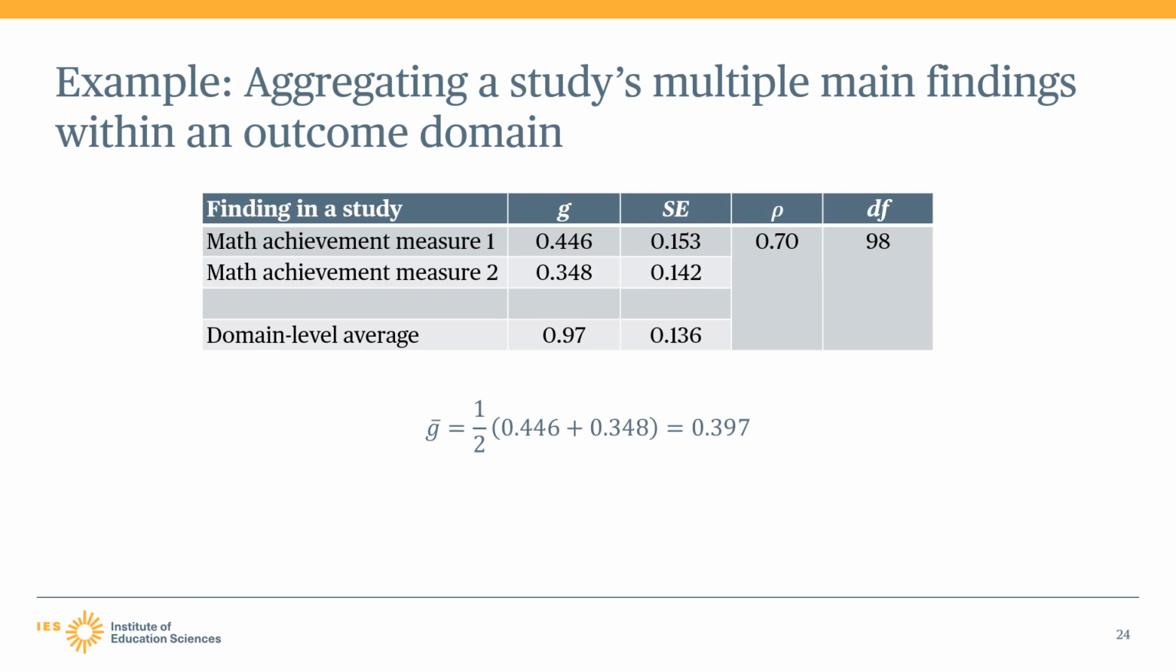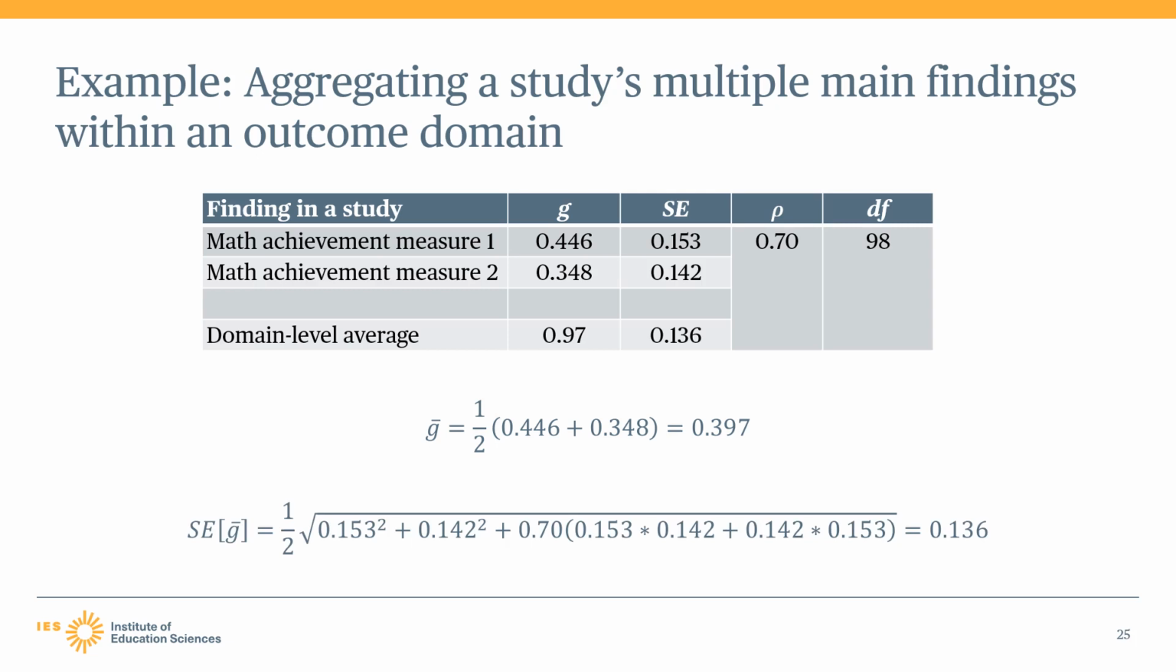This domain-level effect size is equal to 0.397, and the domain-level standard error then is calculated as 0.136. The WWC then could use these results to calculate the statistical significance of the domain-level finding.